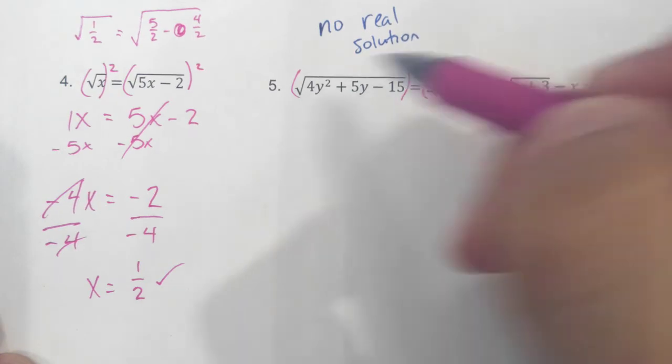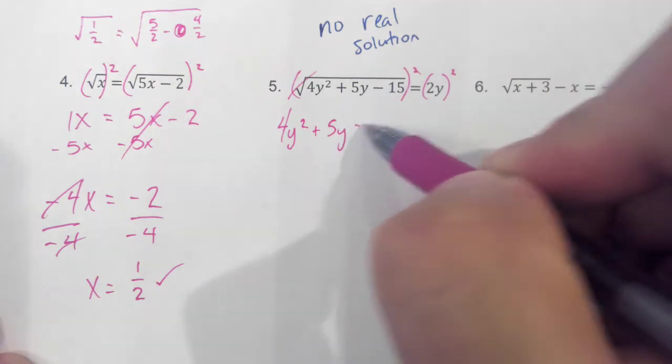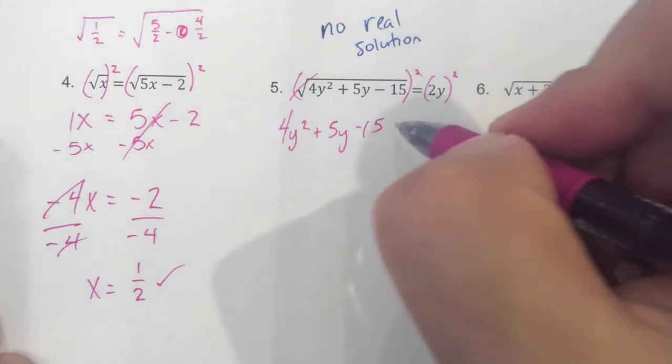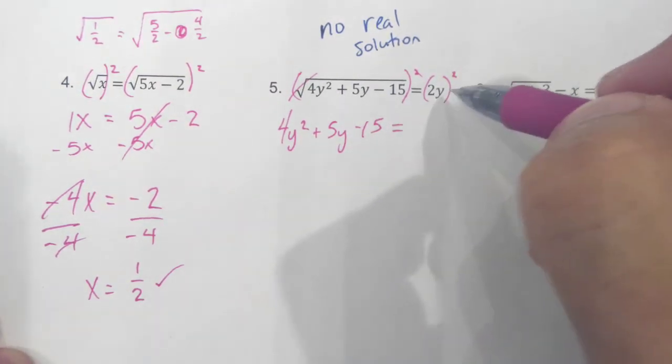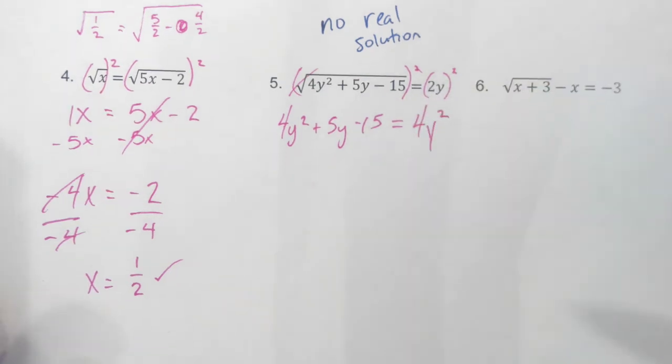The square and the square root cancel each other out, so I'm left with 4y squared plus 5y minus 15 that's under the radical. On the right side, 2y squared means 2y times 2y. So 2 times 2 is 4, y times y is y squared. So 2y squared is 4y squared.